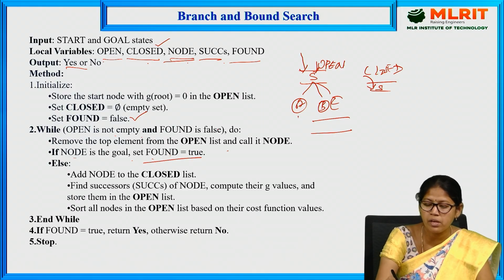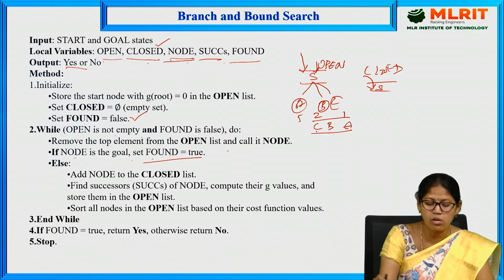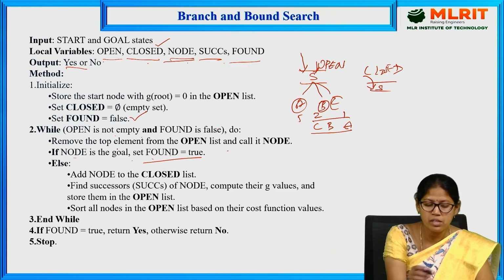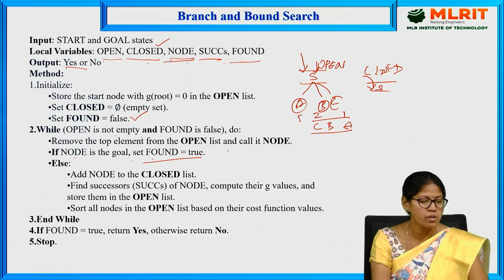For example, 5, 2, 1, then C, B, A. Based upon the values, we need to sort. Again it will go to the while loop and check the condition: open is not empty and found equal to false. The procedure will repeat until it reaches the goal node.